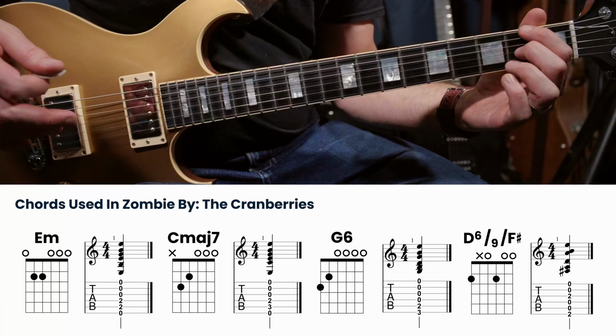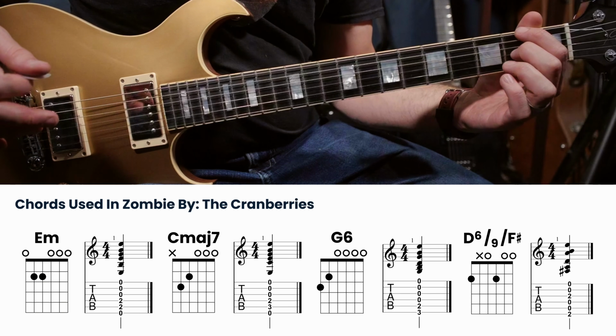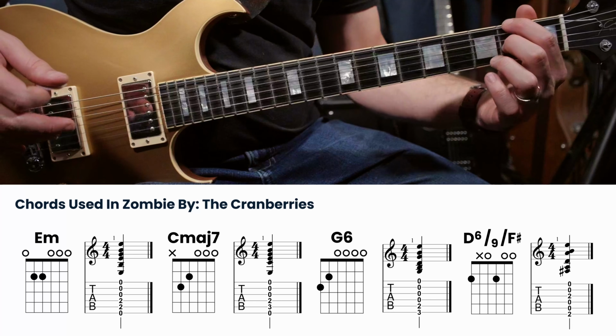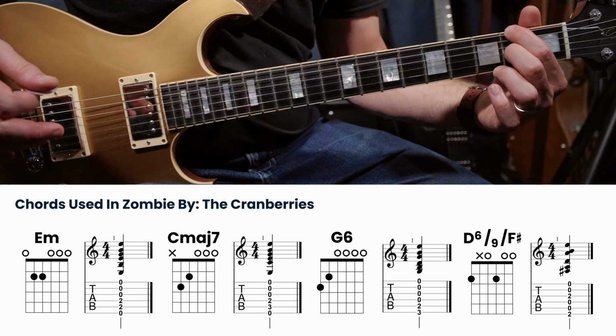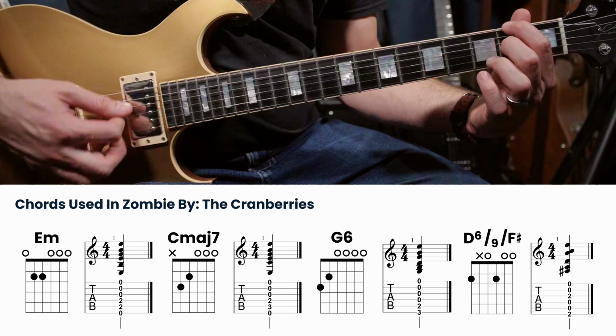From there, we go to a D over F sharp, and that D over F sharp chord is the 2nd fret on our E string and the 2nd fret on our G string. And it sounds like this.